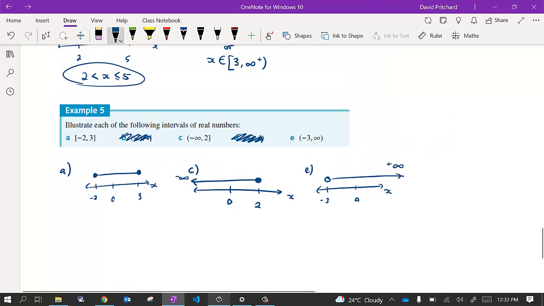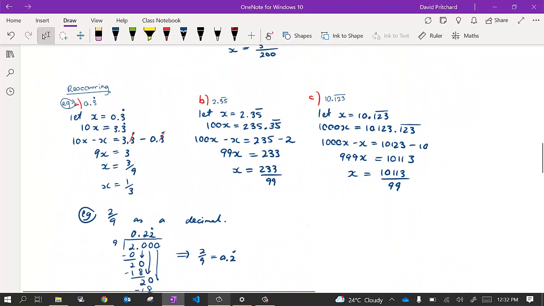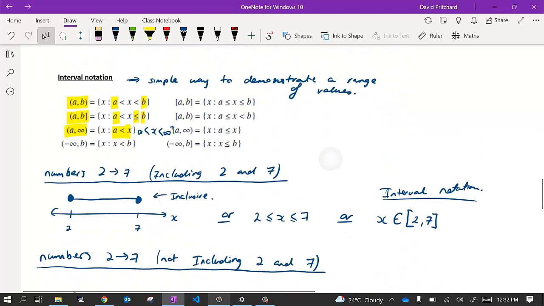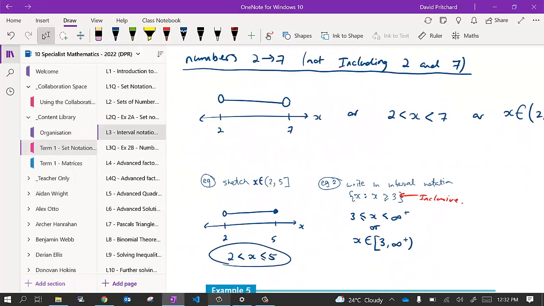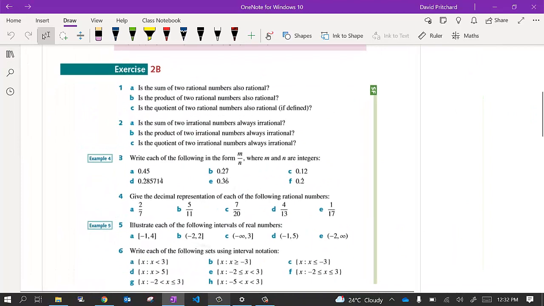Okay, so hopefully this all makes sense. A little bit of practice with conversions with decimals and fractions, but also an introduction to interval notation. The questions that you will be doing are pretty simple representations of this same skill.